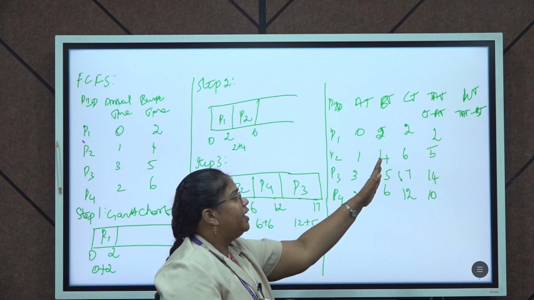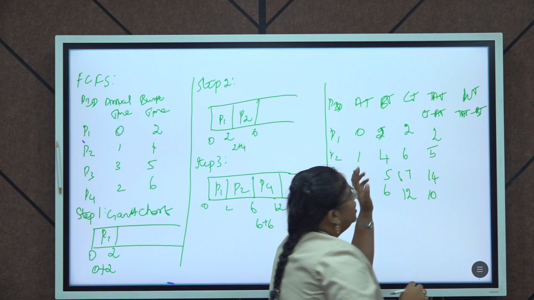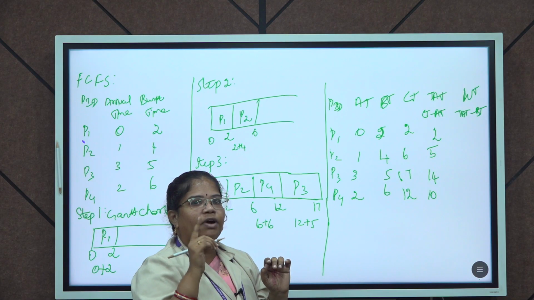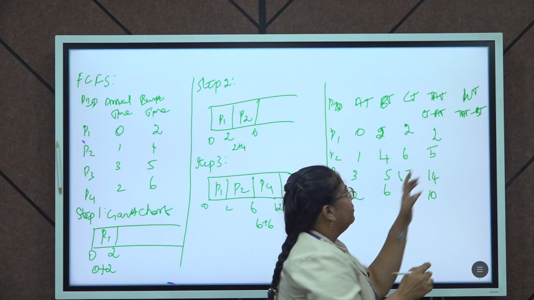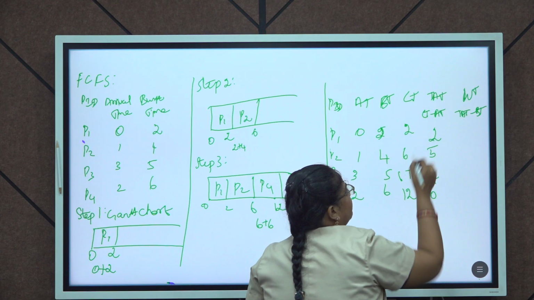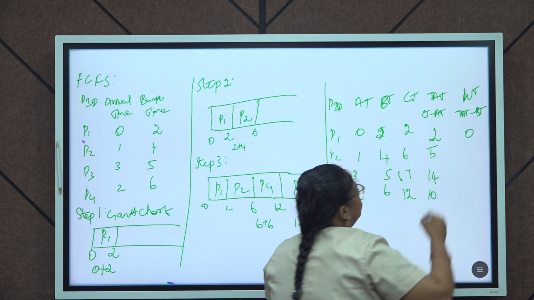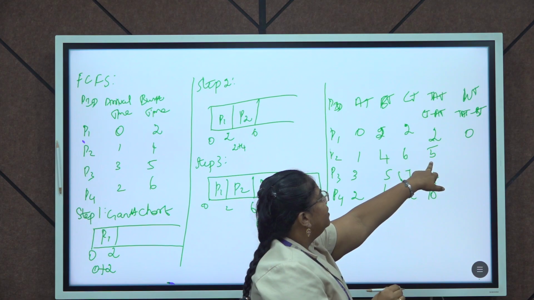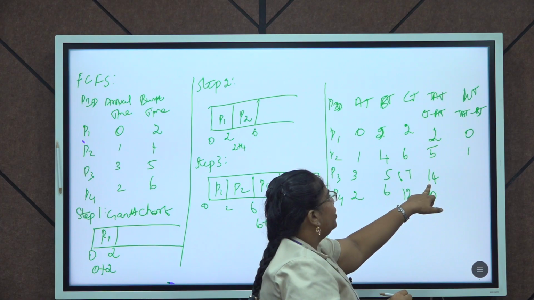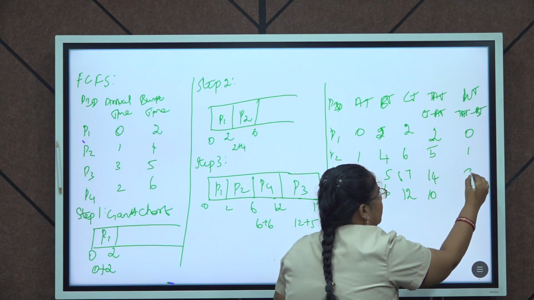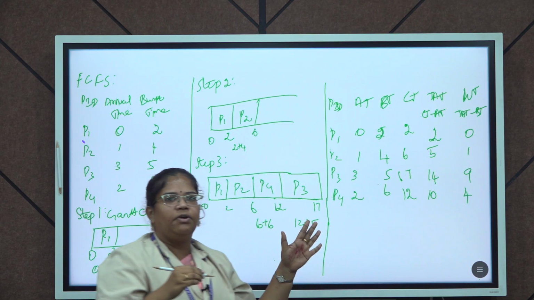Okay. Then the final one is the waiting time. The waiting time formula is turnaround time minus burst time. The turnaround time is already found, so we subtract burst time. For P1, turnaround time 2 minus burst time 2 is 0. Then for P2, turnaround time 5 minus burst time 4 is 1. Next, 14 minus 5 is 9. And last, 10 minus 6 is 4. So this is the turnaround time and waiting time.